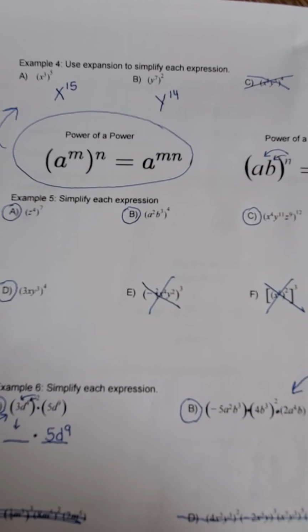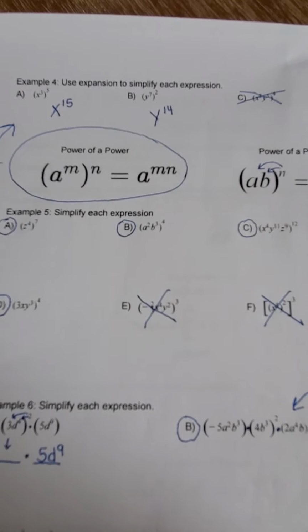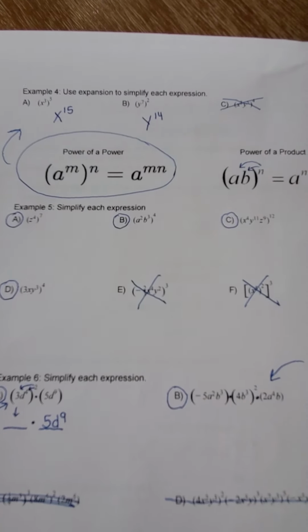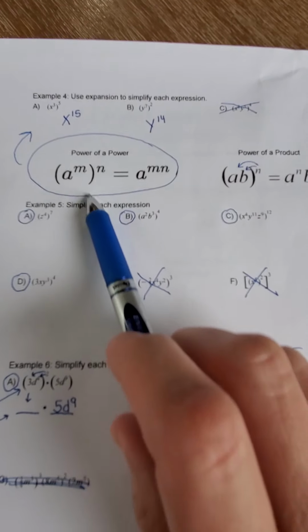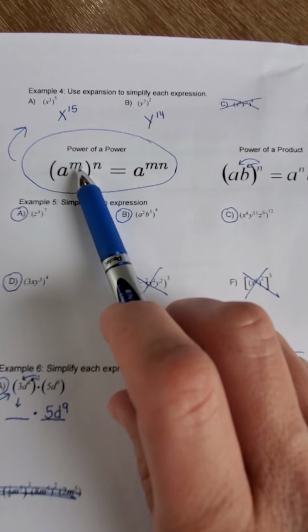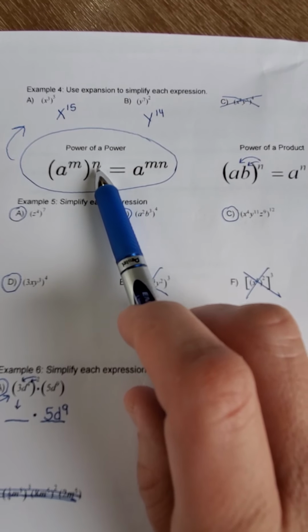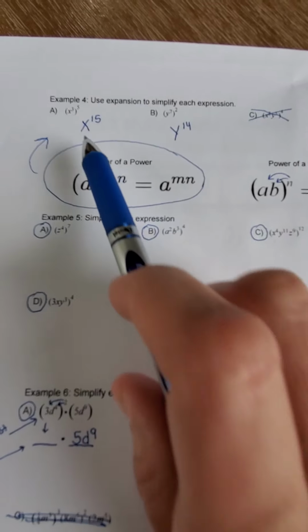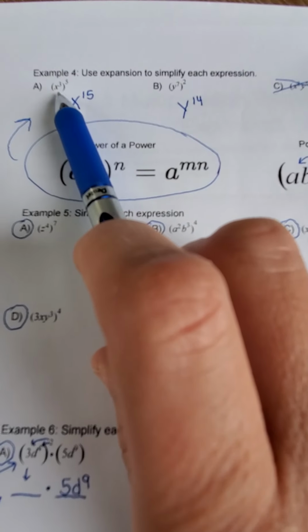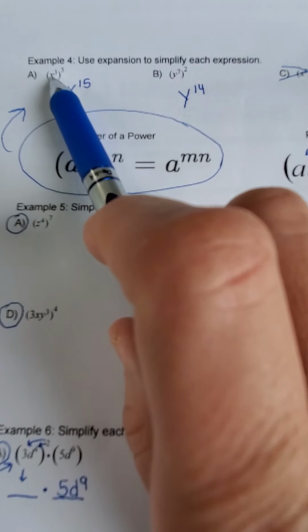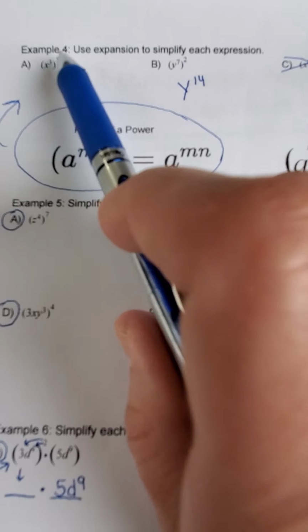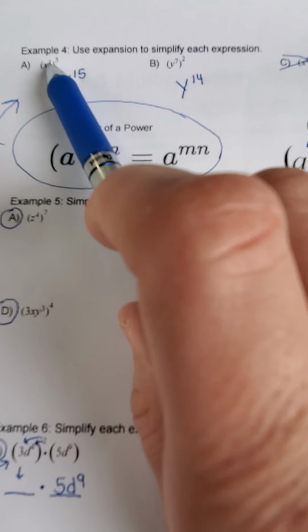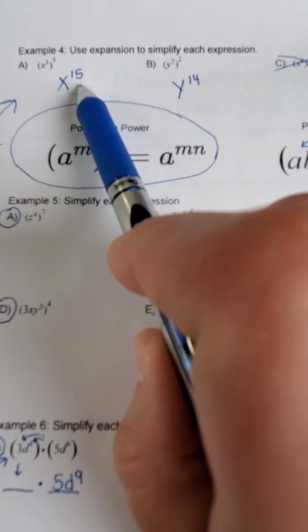Okay, let's take a look at example 4. Using expansion to simplify each expression. Okay, so this time I have the parentheses. I'm taking everything to that power. So this time I will multiply them together. So looking at letter A, I have x to the third, all to the fifth power. So I keep my base of x. 3 times 5 is 15.